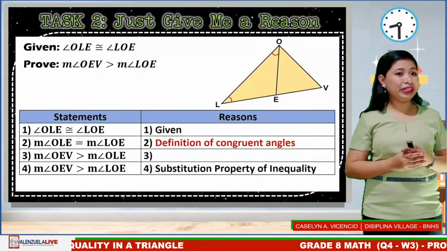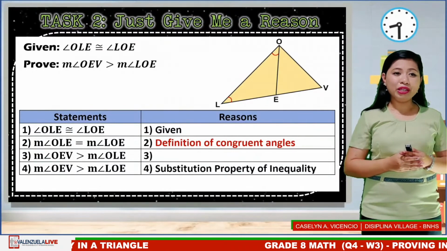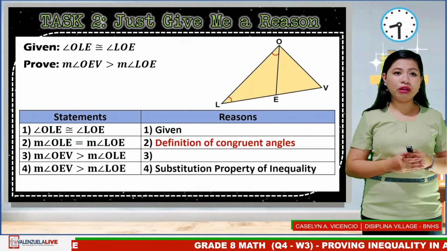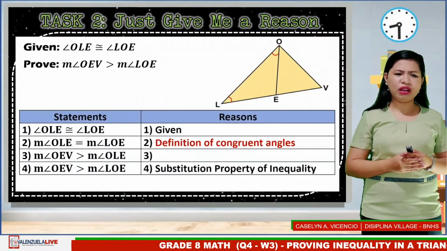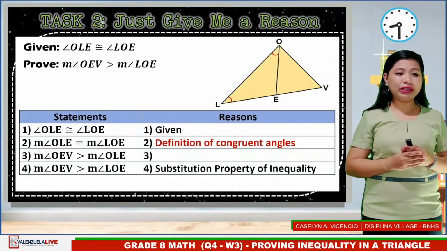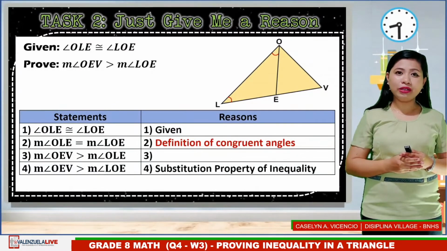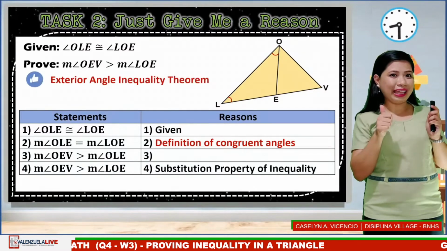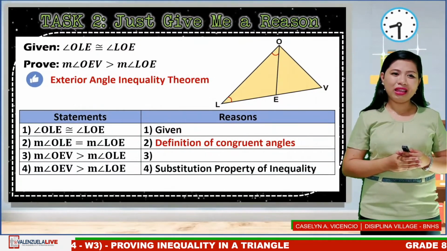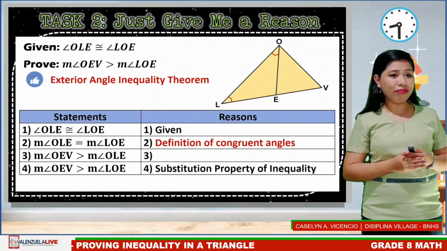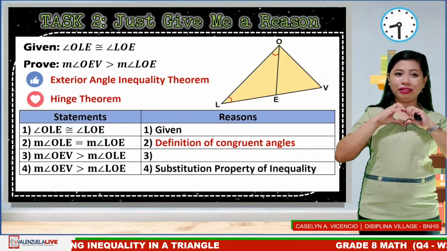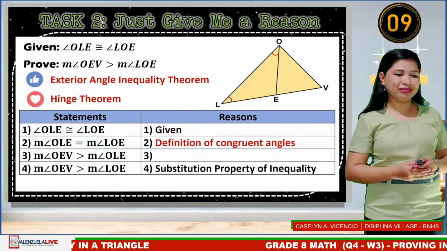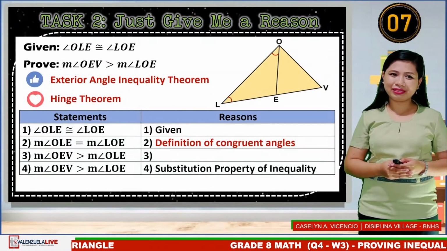For statement number 3, the measure of angle OEB is greater than the measure of angle OLE. What should be the correct reason? If your answer is exterior angle inequality theorem, choose like. If it is hinge theorem, choose heart. 10 seconds, go.